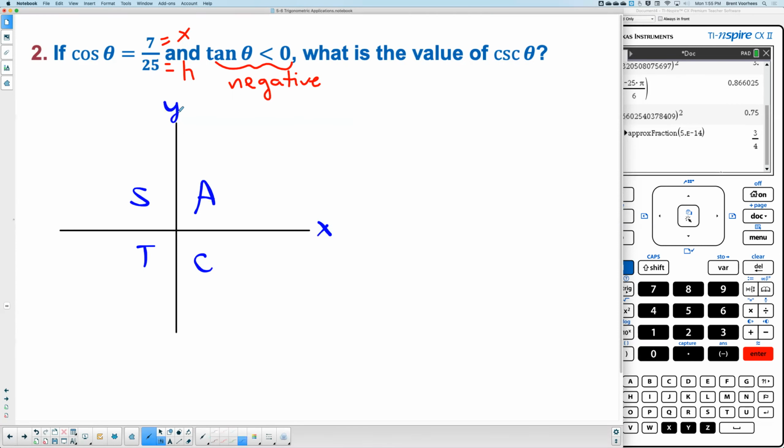And so now let's talk about cosine. If it's 7/25, is cosine positive or negative? Positive. So the only two places cosine can be positive are where? A and C, first quadrant, fourth quadrant. It's one of those two.